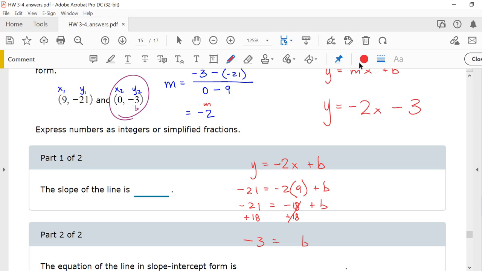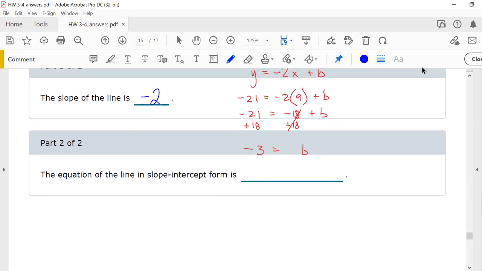What is the slope of the line? The slope is negative 2. And the equation of the line in slope-intercept form is y equals negative 2x minus 3.